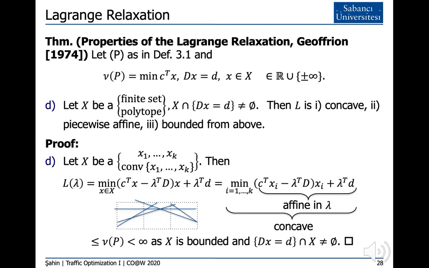Finally, let's look at the polyhedral case, in which X is a finite set or its convex hull. In this case, the Lagrange relaxation optimizes for each fixed vector lambda of multipliers over a finite set of points from X. The Lagrange function is affine in lambda for each point. The minimum of a finite number of affine functions, however, is piecewise linear and concave. It is also bounded from above by the optimal objective of the original problem, which is finite, as its solution set is bounded and non-empty.